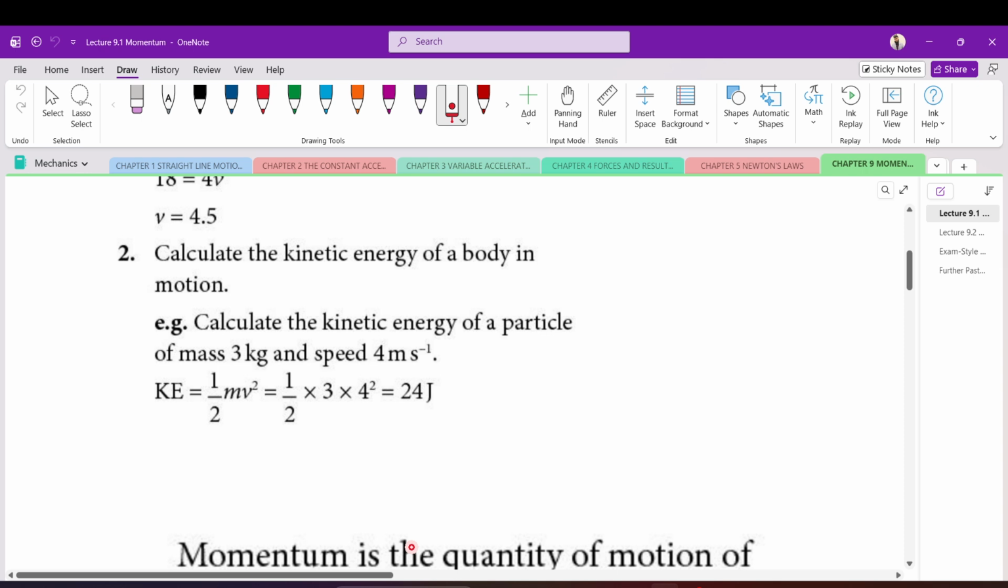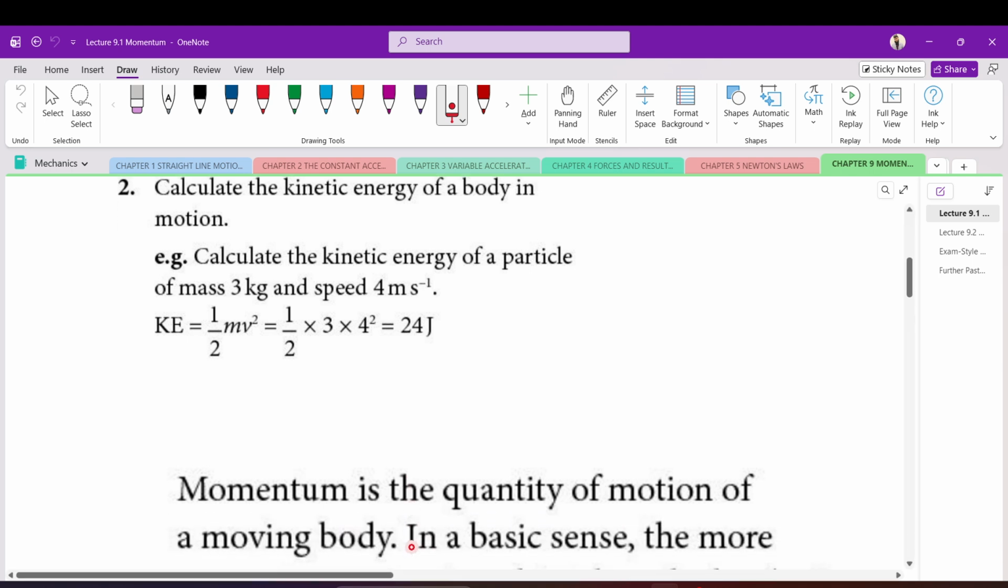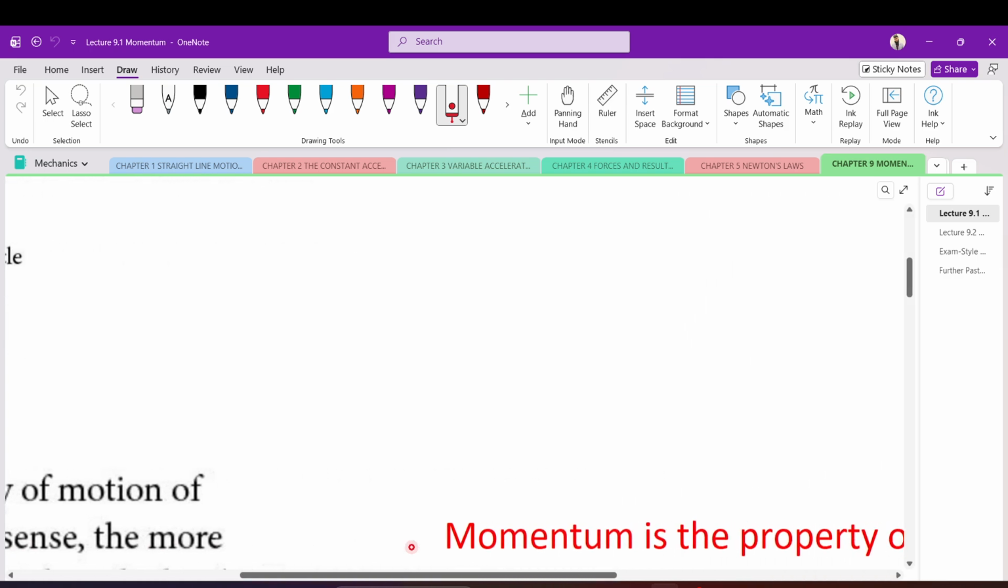So what exactly do we mean by momentum? Momentum is the property of a moving object. That's the first thing. It is the quantity of motion of a moving body. Here we have to understand momentum from two different perspectives. Number one, what do we mean by it generally, like, what does the word actually mean? And that's given here.